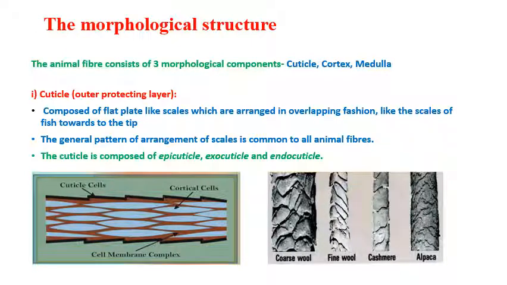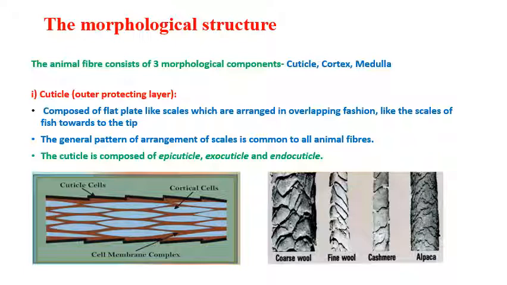The morphological structure of wool fiber. The animal fiber consists of three morphological components, as I already told, that is the cuticle, cortex and medulla. The outermost is the cuticle, and in the middle the main component is the cortex, and the third one, medulla, is absent in true wool, but it is present in other fibers. So we will talk about more details later.